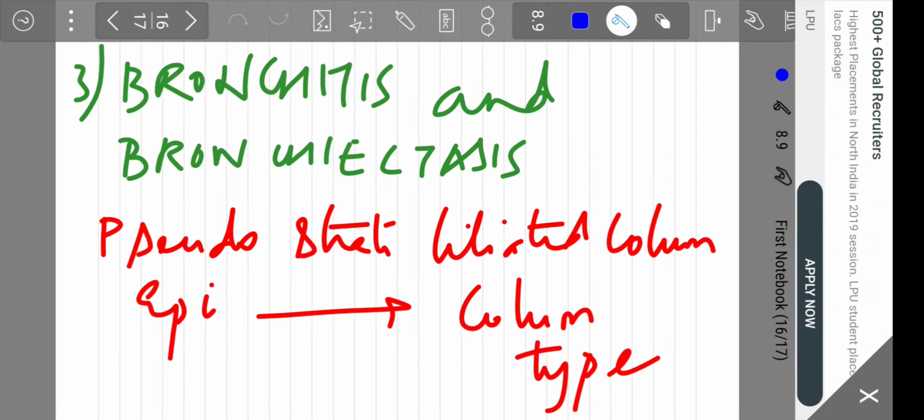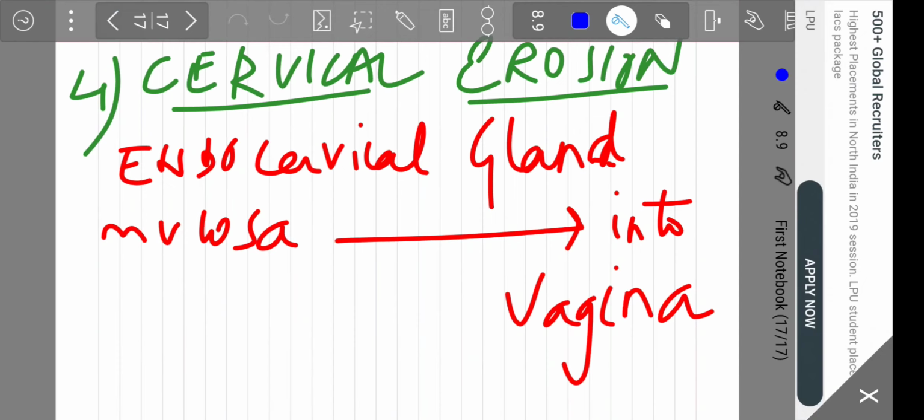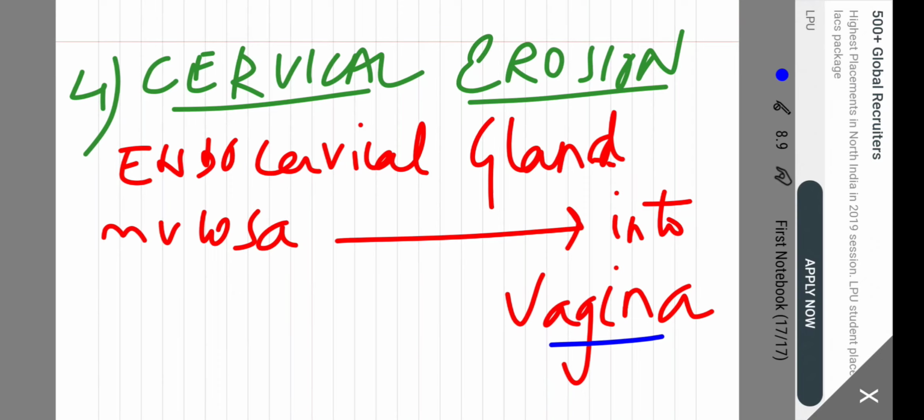In bronchitis and bronchiectasis, the pseudostratified ciliated columnar epithelium gets converted into columnar epithelium. In cervical erosion, the internal part of the cervical gland gets elevated into the outer part of the cervix, that is, into the vagina. That is, the endocervical gland mucosa gets elevated into the vagina.